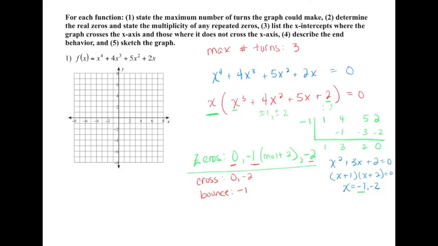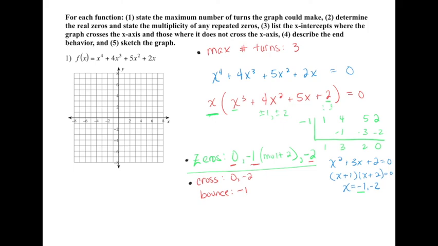All right? So I have really answered a few of these questions, right? I've answered my max number of turns. That was number 1. I have answered determine the zeros and state the multiplicity. And I've answered where it crosses or where it does not cross. The last thing I need to do before I sketch this is do my end behavior.